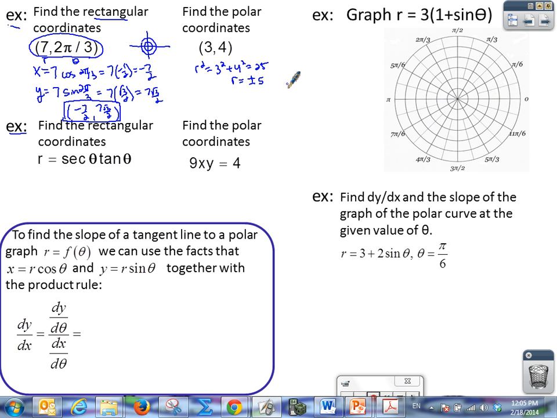Our other formula is tangent theta equals y over x. That is not a unit circle value. So your options would be to use a calculator, or you might just write it as arctangent 4/3. If you didn't have a calculator, you could just write it as arctangent 4/3.